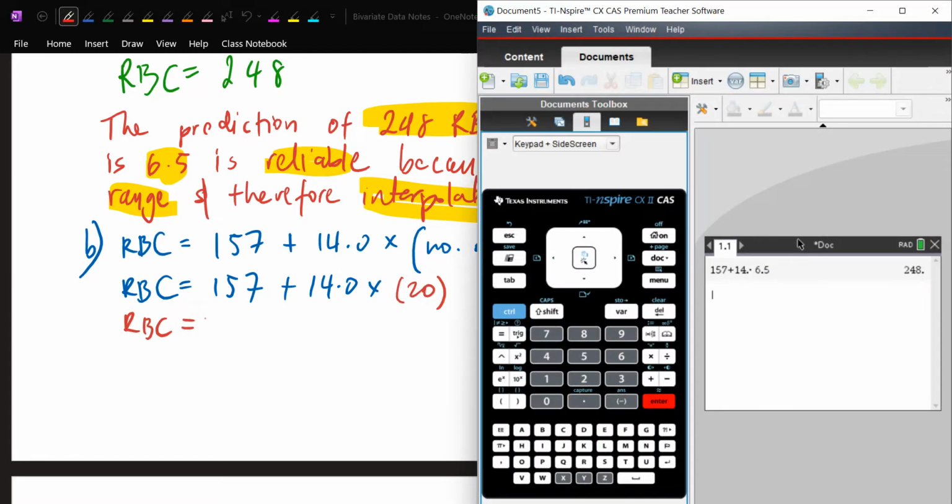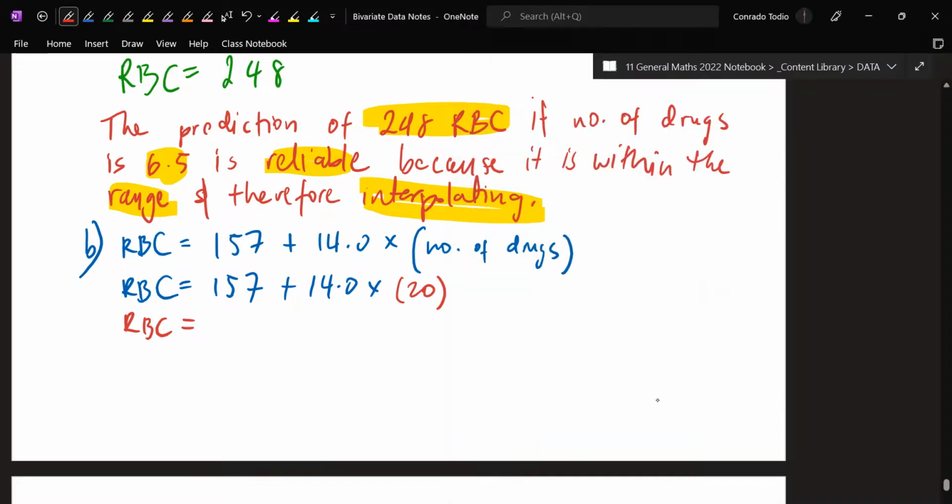Okay, let's get our CAS out. Again, I'm just going to copy this, press enter, and that'll allow you to copy and paste it. So that's 437. Now, I don't know if that's normal, but it doesn't sound normal. So 437. Now remember, if you make a prediction outside of the range, it becomes unreliable.